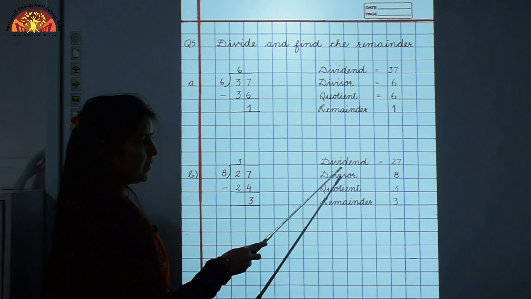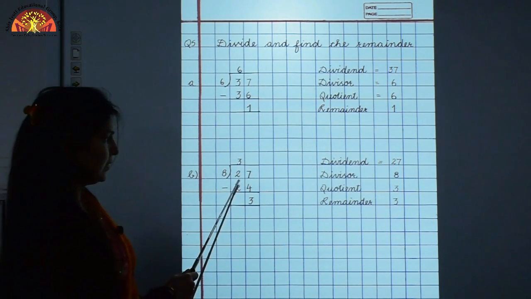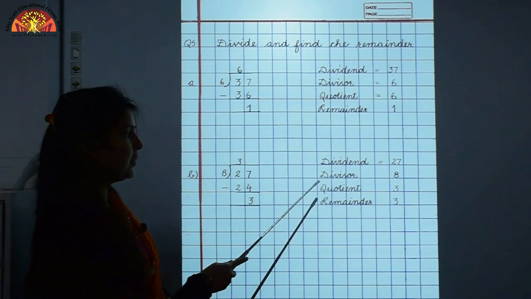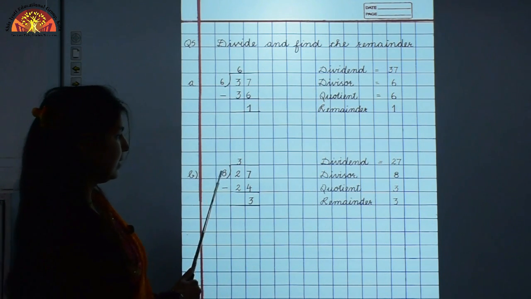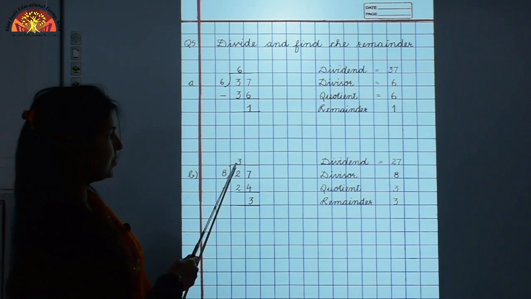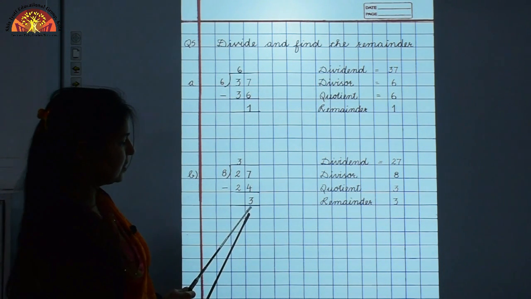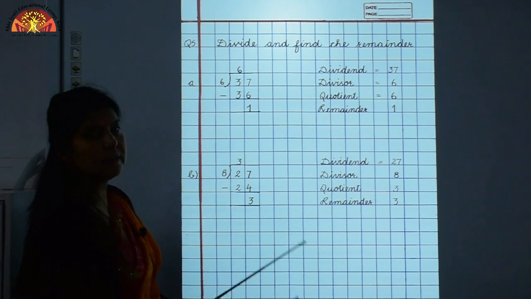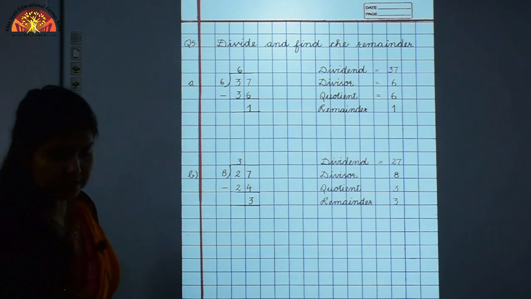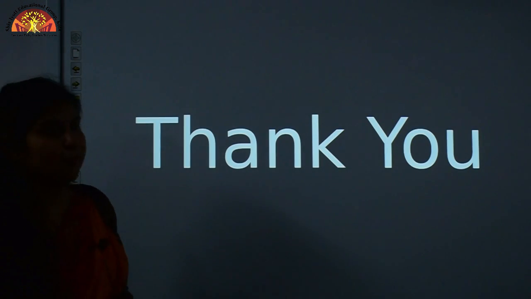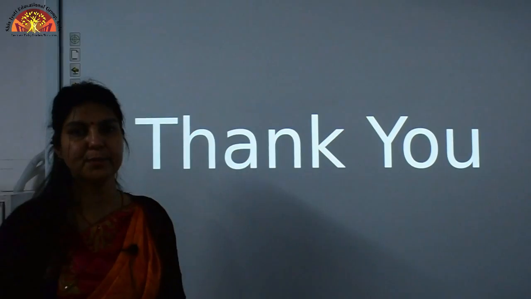So, which number is the dividend here? 27. And which number is the divisor? This is 8. What is the quotient? Quotient is 3. And which number is the remainder here? 3 is the remainder. So, children, I hope you must have understood the chapter division.